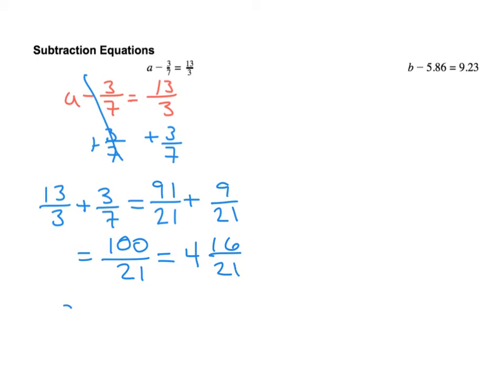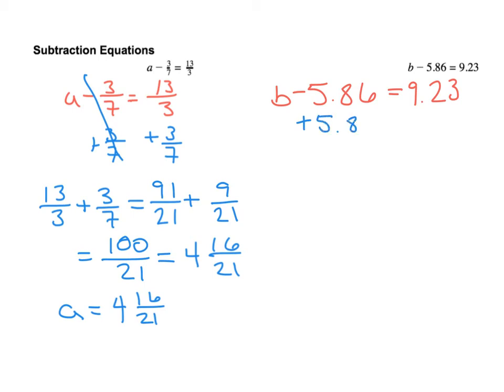In other words, I can say that A is equivalent to 4 and 16/21. Now let's try B minus 5.86 equivalent to 9.23. Now I know, similar to what I did before, if I rewrite this a little bit larger, the opposite operation, the inverse operation, is addition. So I'm going to add 5.86 to both sides.